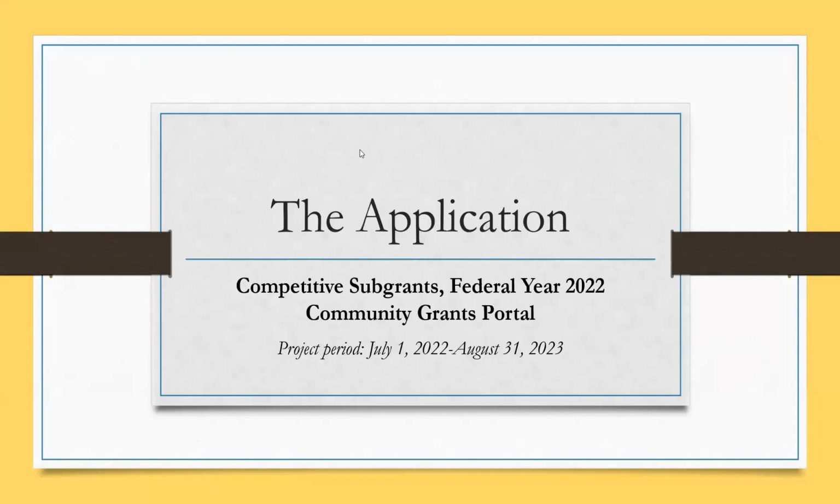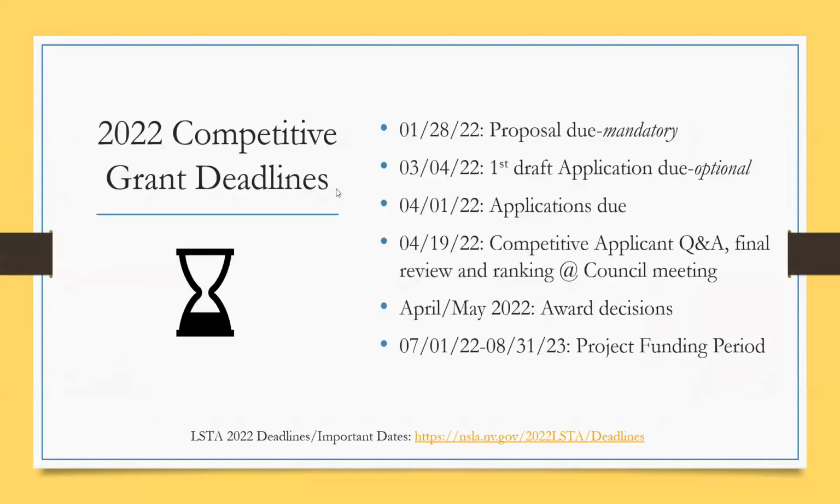So next up is the application. Here are the deadlines. We're right in the middle between the first two dates. The first draft is completely optional this year. That deadline is coming up in a few weeks. I hope that's enough time, but it's a first draft. And then the final applications are due April 1st. Okay, council meets April 19th.